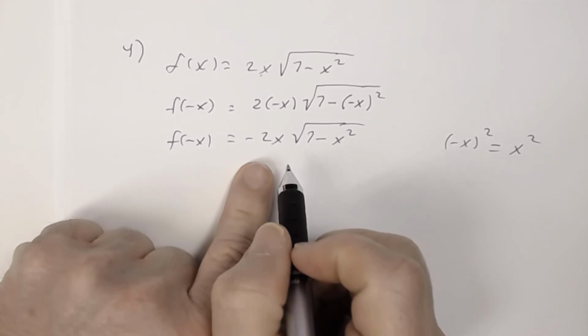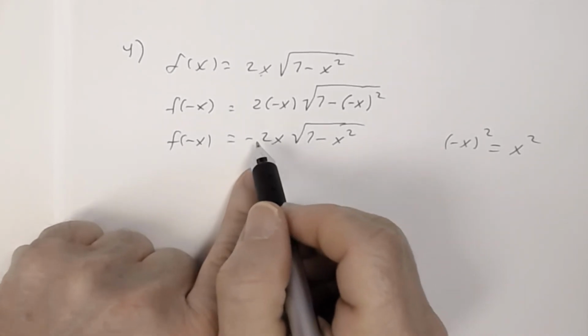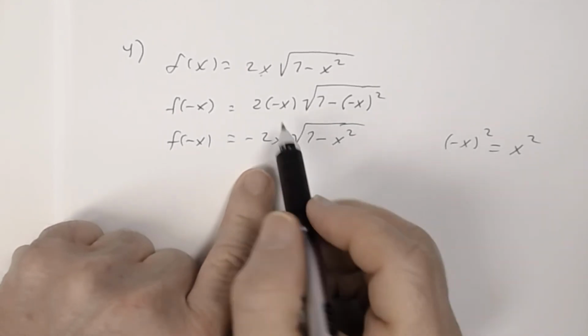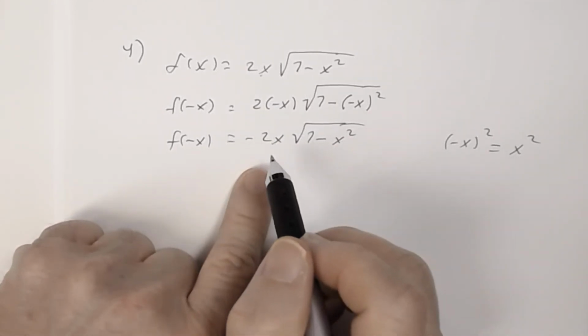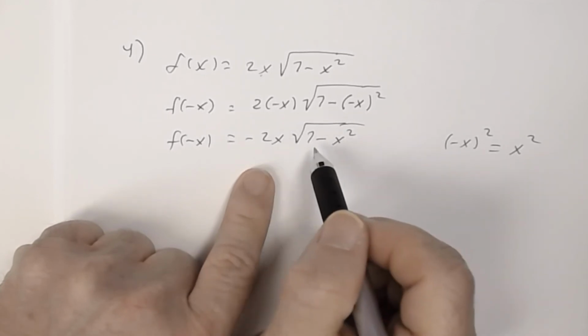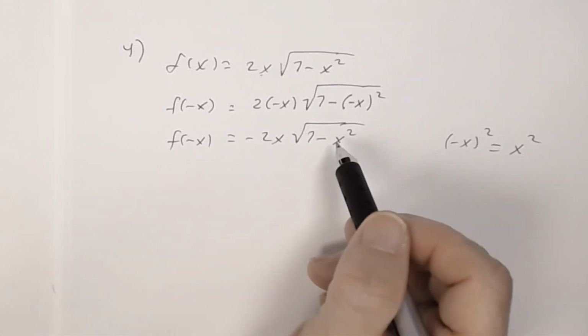Does that look exactly the same as this? No. Okay? Now you ask yourself this. Is this right here the opposite of this? Yes. This is a positive 2x square root of 7 minus x squared. This is a what? Negative 2x square root of 7 minus x squared.